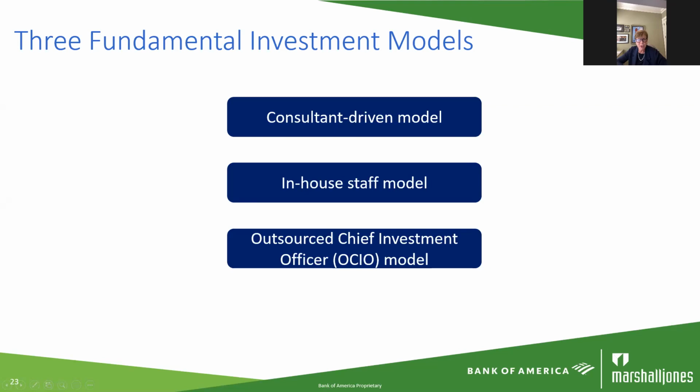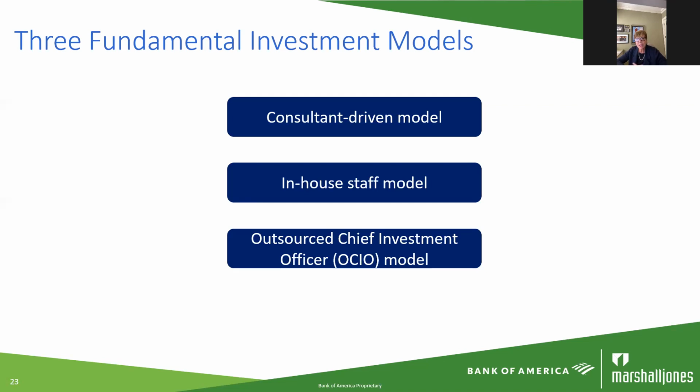The first two models are, number one, something called an advice-based or consulting model. This is where an investment consultant, typically serving in a non-fiduciary capacity, is hired to recommend investment managers to the board or to the investment committee. He or she will then review and monitor the recommendations and provide regular reports to the organization.